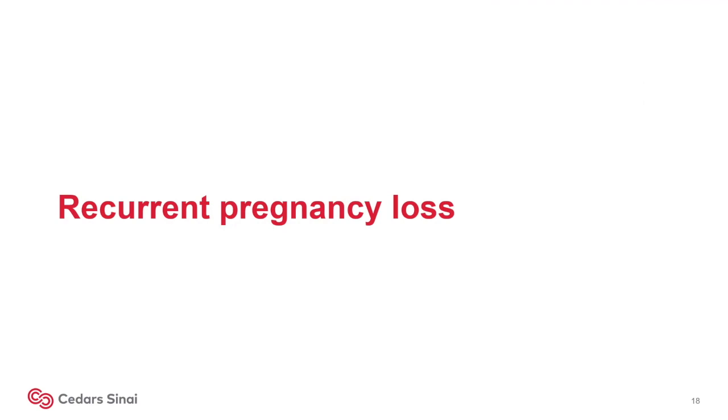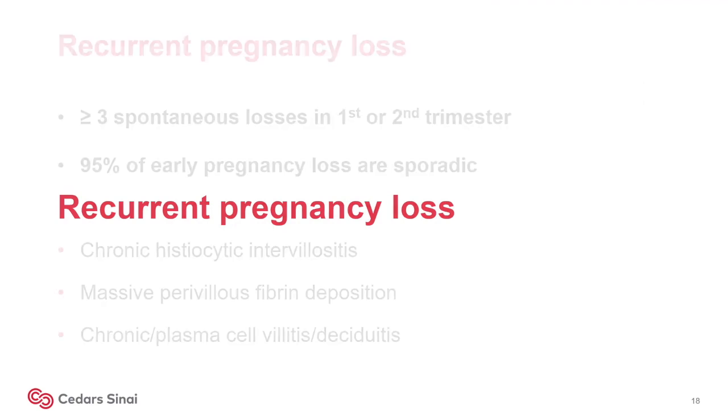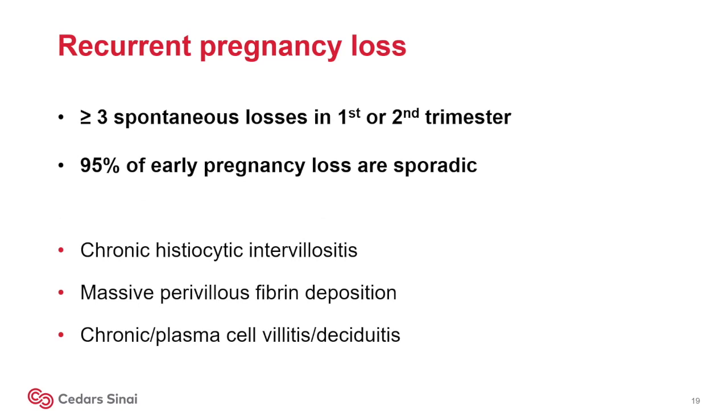Now let's talk quickly about recurrent pregnancy loss. The definition of recurrent pregnancy loss is greater than 3 spontaneous pregnancy losses in the first or second trimester. It's important to keep in mind that 90% of early pregnancy loss are sporadic in the first trimester, and only 5% are recurrent. Main causes of recurrent pregnancy loss are chronic histiocytic intervillositis, massive perivillous fibrin deposition, and chronic or plasma cell villitis and deciduitis.